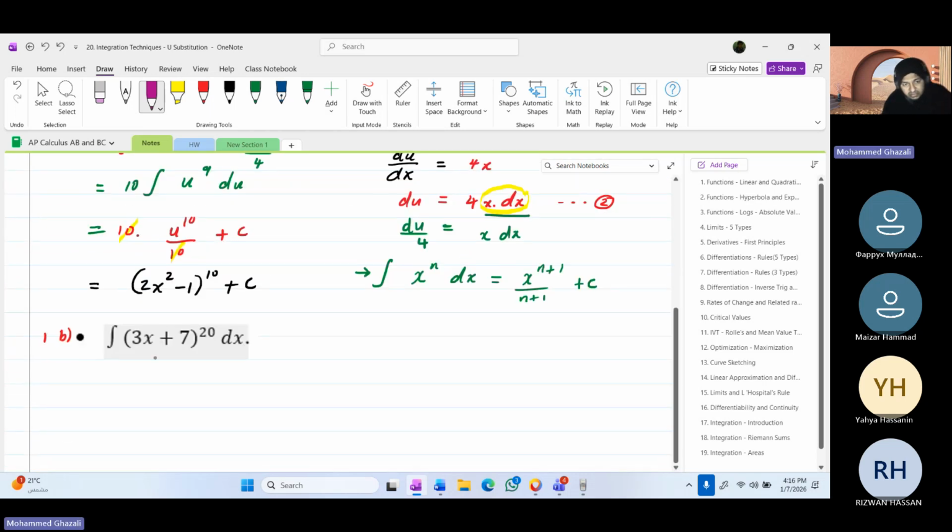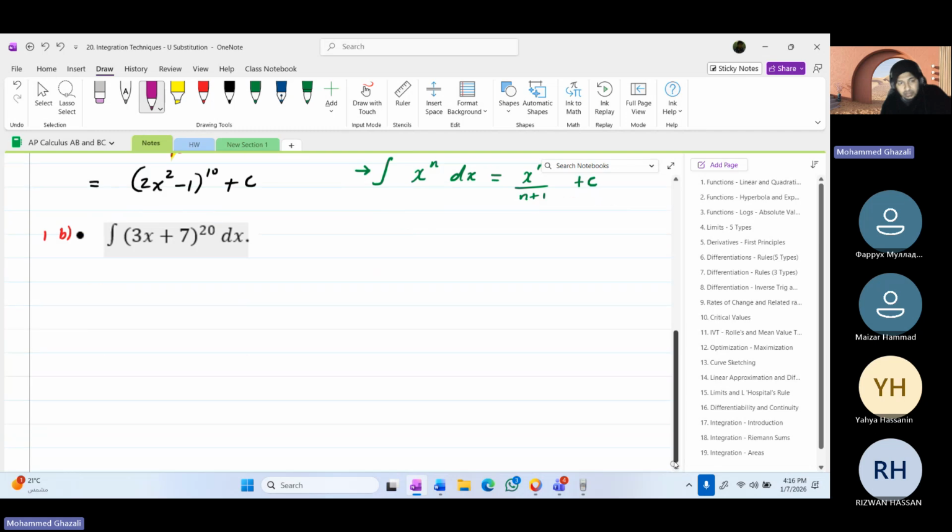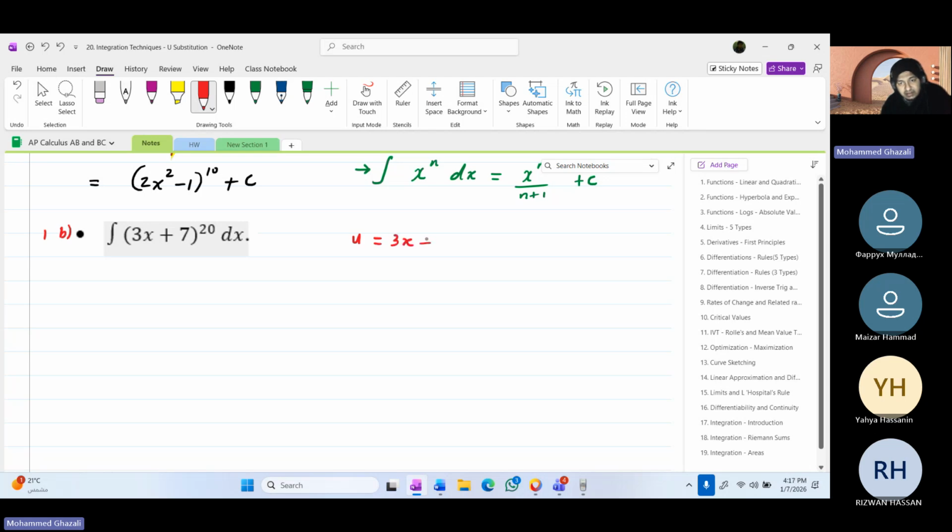Okay, so let's try to integrate this. What we're going to do is make this complicated looking function equal to u. So you let u equal 3x plus 7. What is the derivative? The derivative of 3x plus 7 is just 3. So this is equation 1. Move the dx across, it becomes du is equal to 3dx. And this is equation 2.